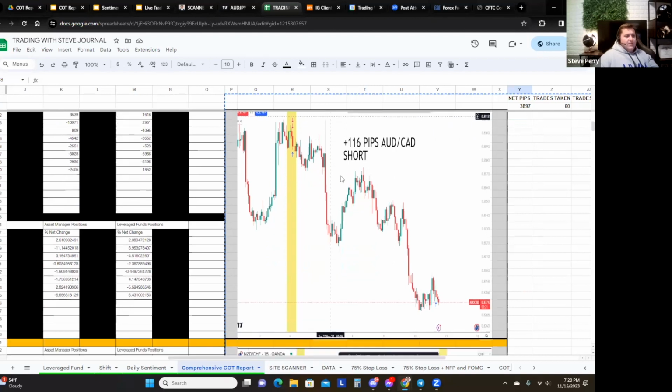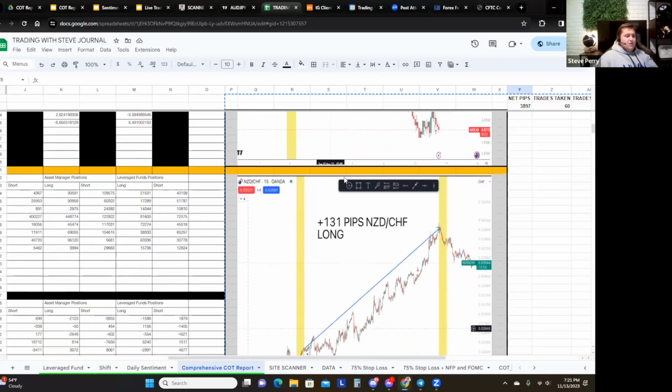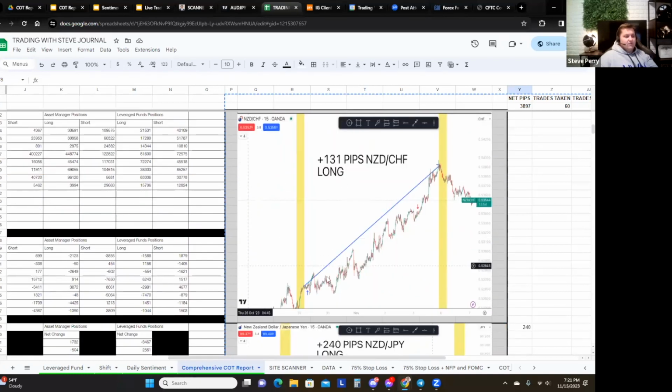Here's the Aussie CAD. This was actually the best trade this week, which we're in right now. We're still working on that one, but last week, this was actually the best sell as well. Start of the week was right here in the yellow. By the end of the week, you're up 116 pips to there, which is really exciting. That's super awesome.